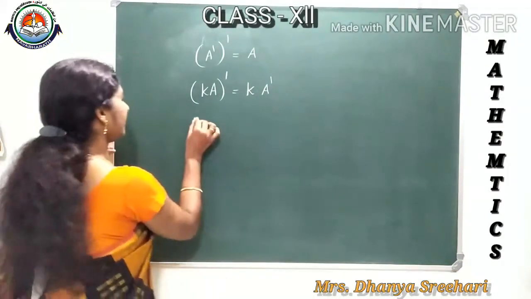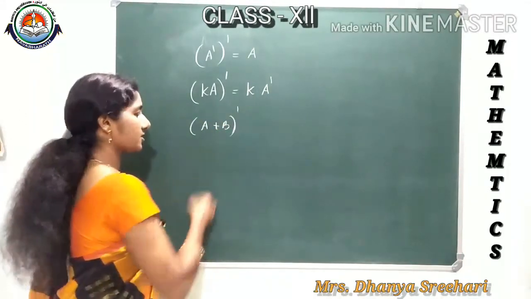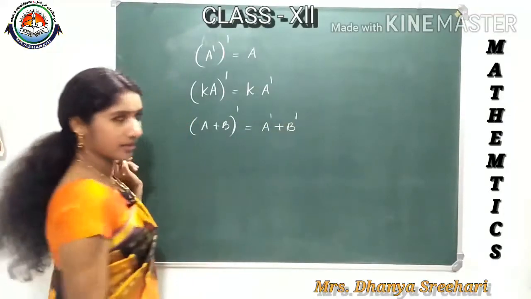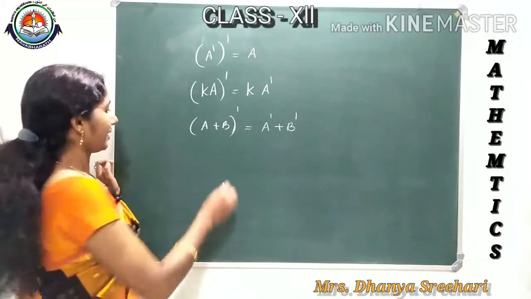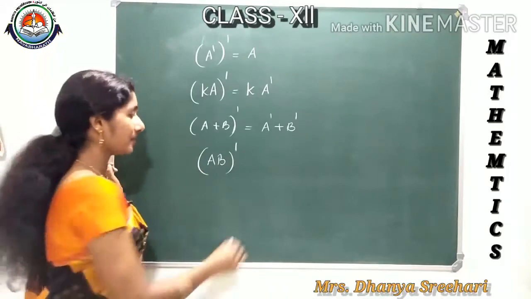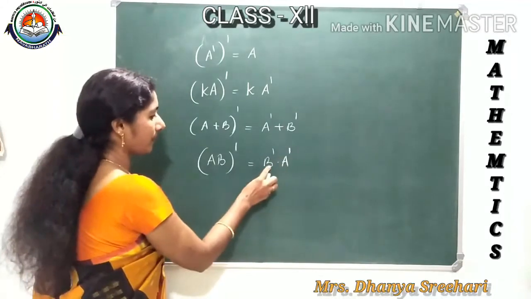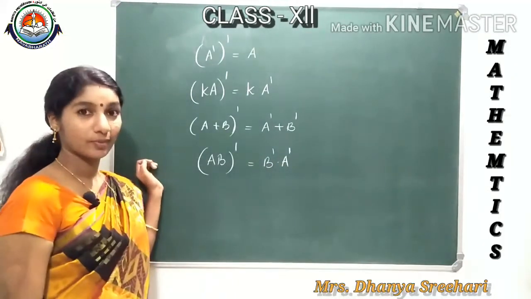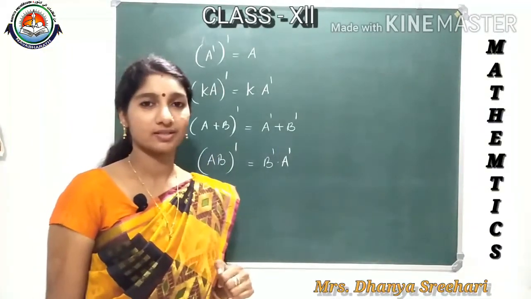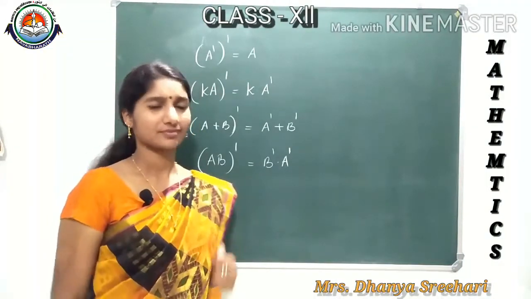Okay. Then we are finding the sum of two matrices and taking its transpose. That will be the same as A transpose plus B transpose. And if you are finding the product of two matrices and taking the transpose, that will be the same as B transpose into A transpose. That means we are multiplying B transpose into A transpose. That will be the same as AB's whole transpose. Okay. These are the properties of the transpose of a matrix. Clear?